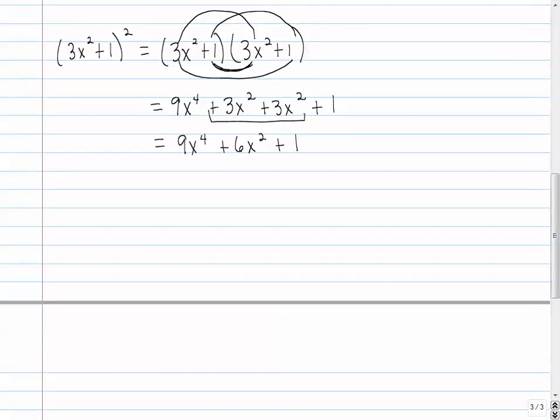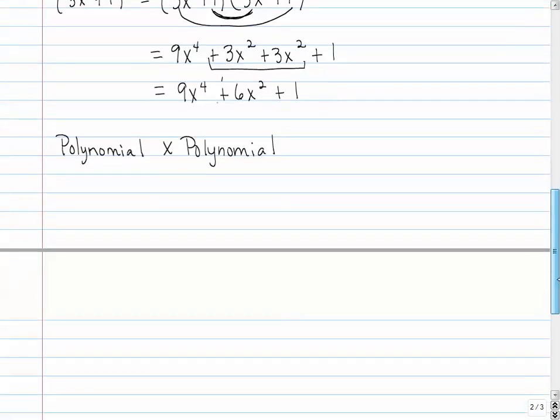Alright, the last thing we're going to do is just a polynomial, so it could be any number of terms, times another polynomial. So in this one, you could have any number of terms in each one. So let's do this one. x plus 5, which is a binomial, times x cubed minus 3x plus 4. So a binomial times a trinomial here.